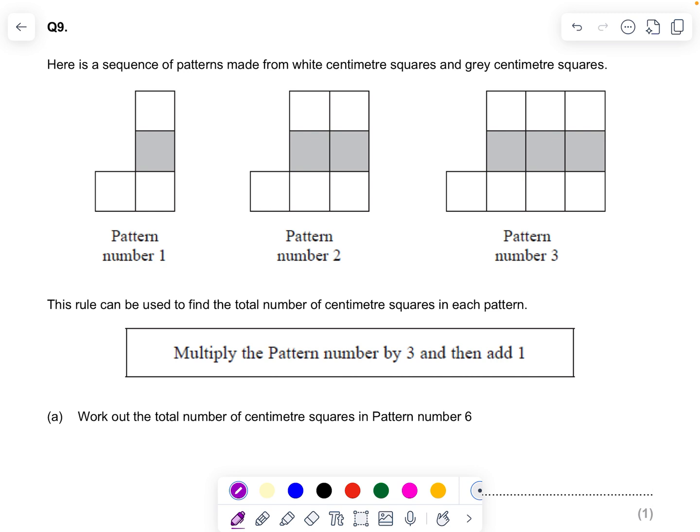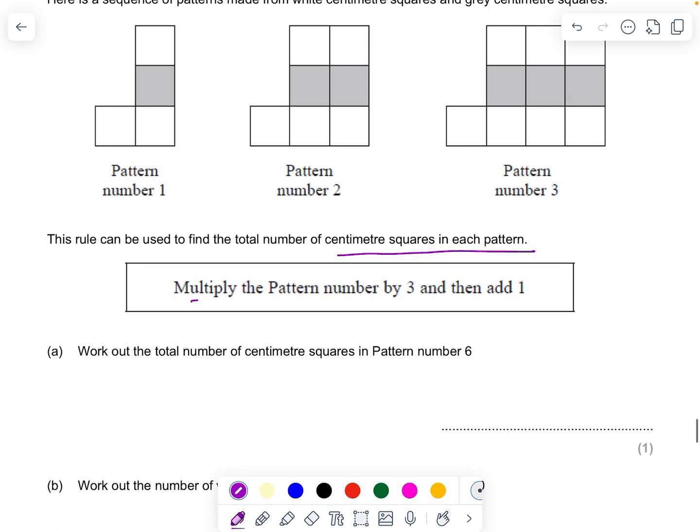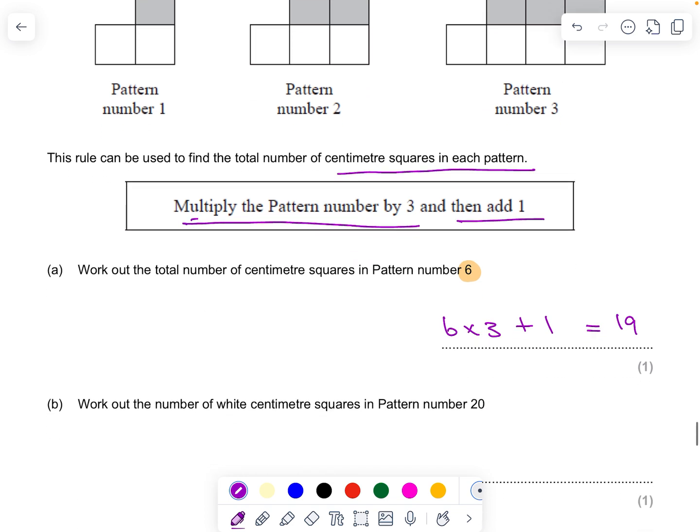Work out the total number of centimetre squares in pattern 6. Okay, so it says here this rule can be used to find the total number of centimetre squares in each pattern. You multiply the pattern number by 3, then add 1. Well, it says that the pattern number is 6. So all we have to do is multiply 6 by 3. So 6 times 3, and then it says add 1. So 6 times 3 is 18. Add 1 equals 19. That's it.